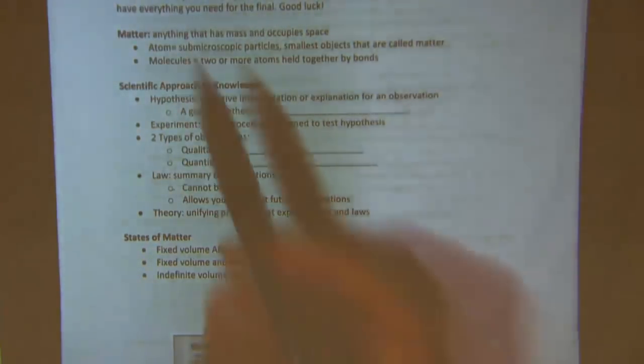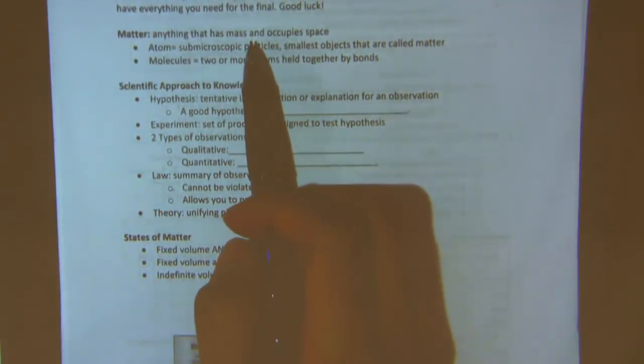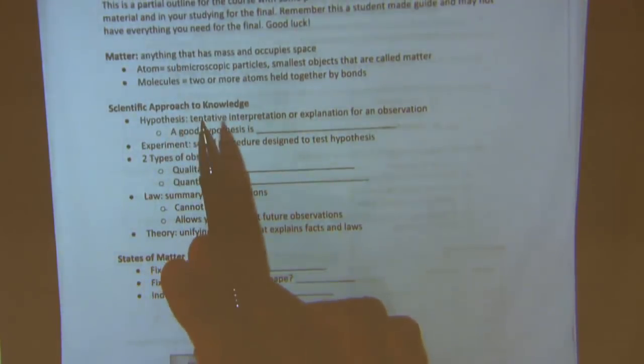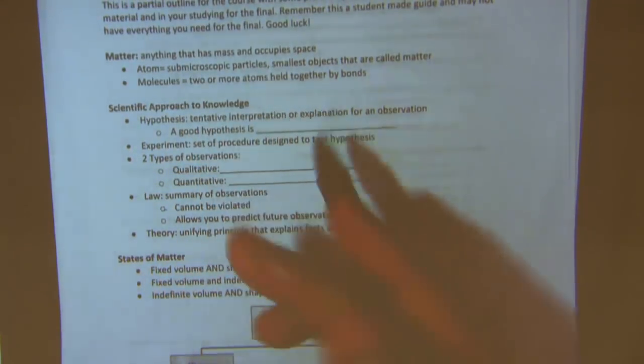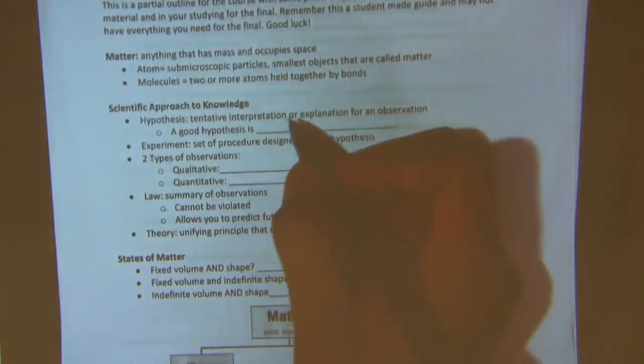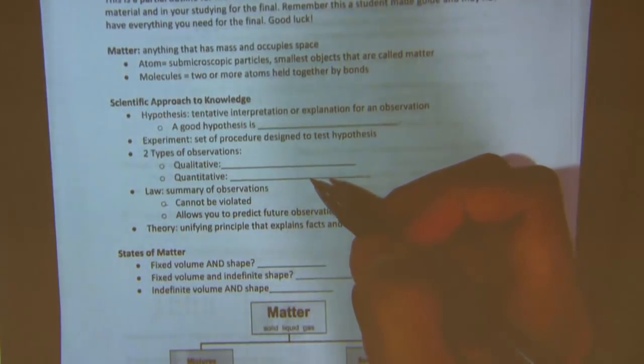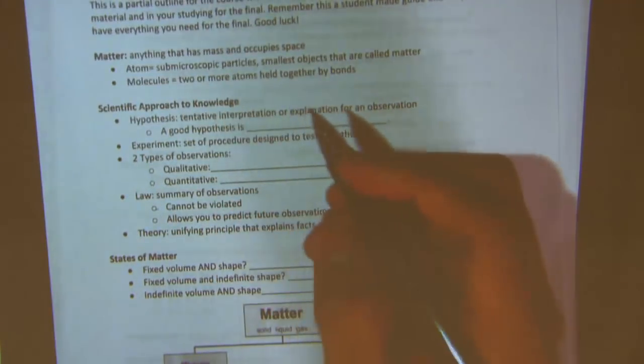So matter is anything that has mass and occupies a given space. Atoms are subatomic particles. Molecules are two atoms held together by bonds. So this may seem really simple, but these questions might be the ones that you miss. So a hypothesis is an interpretation or explanation for an observation, and a good hypothesis is one that can be falsifiable.